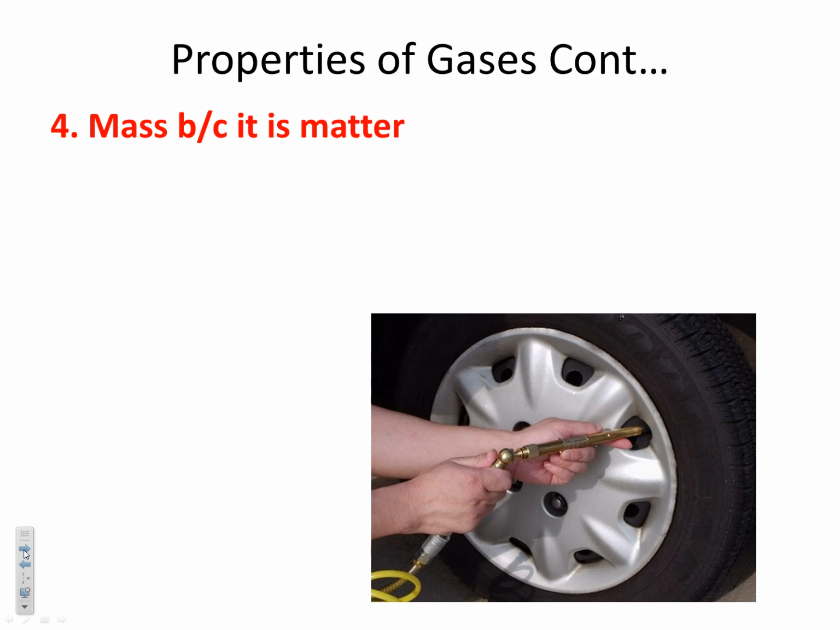Okay, so number 4 here, it has mass. So what I mean by that is that it's made of atoms. Those atoms have protons in them. They have neutrons in them. So there's mass in there. They have weight actually to them too. But all the particles are flying around in the air, so we don't really feel them that much. But there is mass.